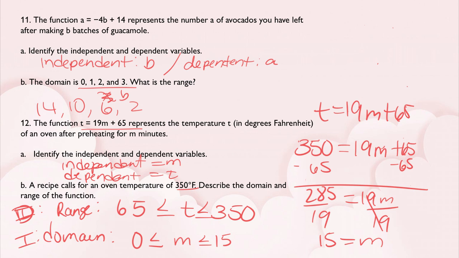The temperature. Now my range, which is my dependent, right? What am I doing there? I have 65 was given. That was given. The function T equals 19m plus 65 represents the temperature in degrees of an oven after preheating. So that's how many degrees it's going to be preheated. So m could be 1 minute, 2 minutes, 3 minutes, 4 minutes, 5 minutes, 6 minutes. Whatever you plug in there, you're going to have for temperature. Got it?